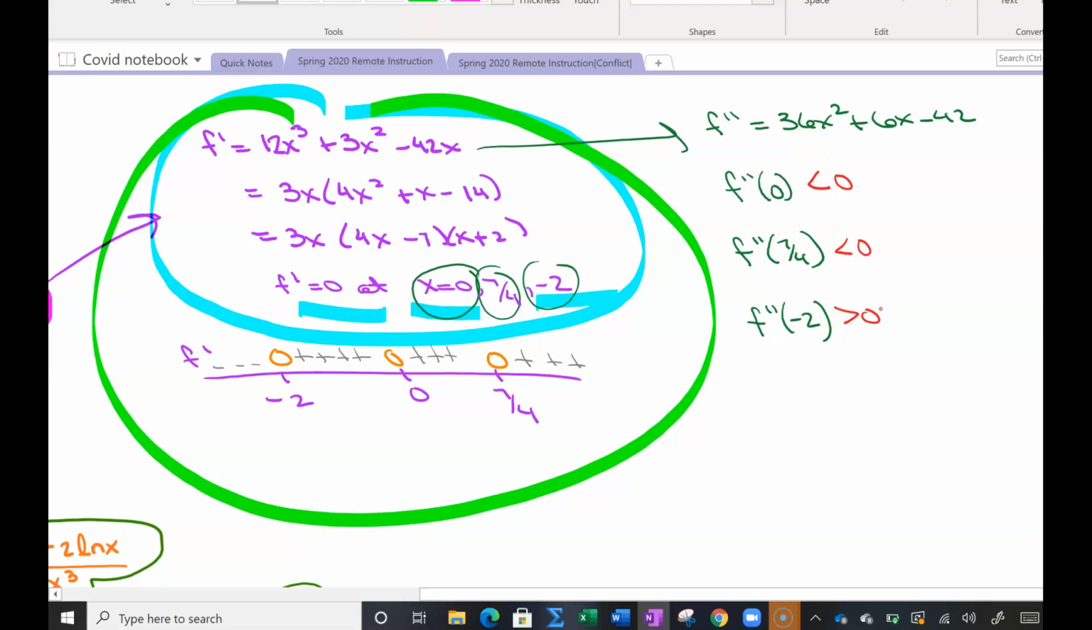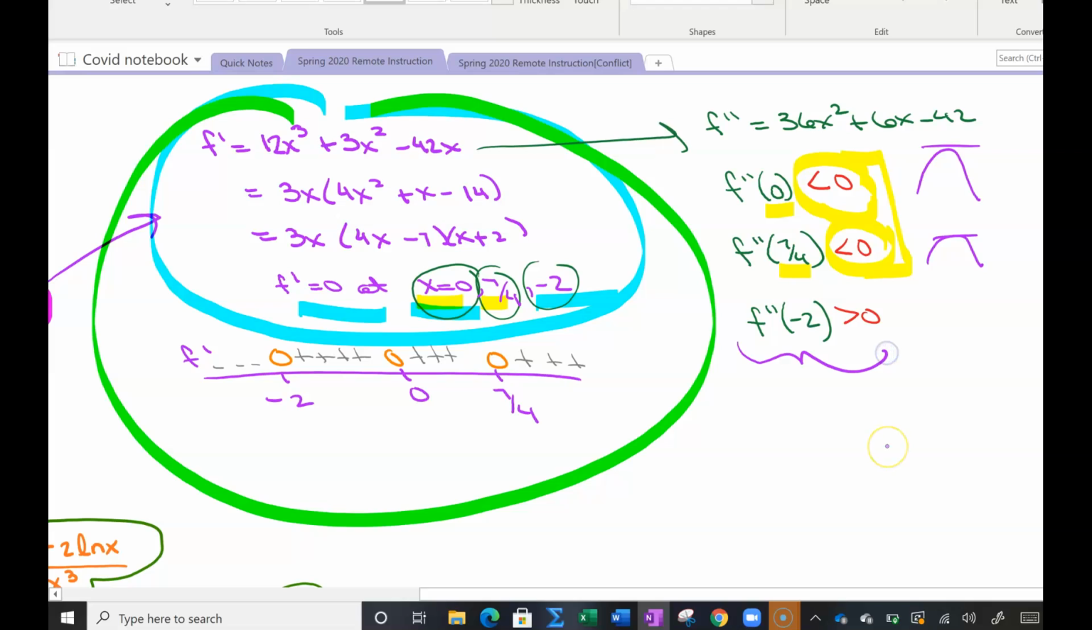So the second derivative at these 2 values of x is negative, which means that at x equals 0 and at x equals 7/4, f is concave down, and at those x values, f prime equals 0. So if f double prime is negative, f kind of looks like this. So at these 2 values, according to the concavity, we've got relative maxima.